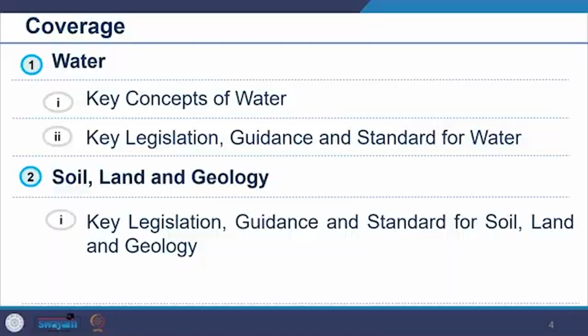In the method section, we'll see what key legislation, guidance and standards are involved. So our coverage will include the key concepts of water, then the key legislation, guidance and standards for water, and then we'll look into soil, land and geology and the legislations related to that.